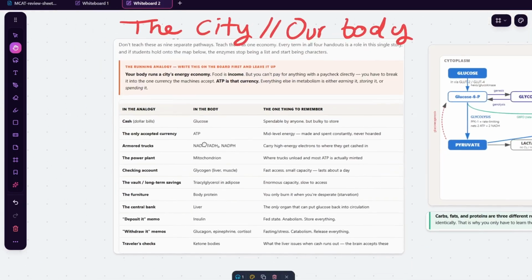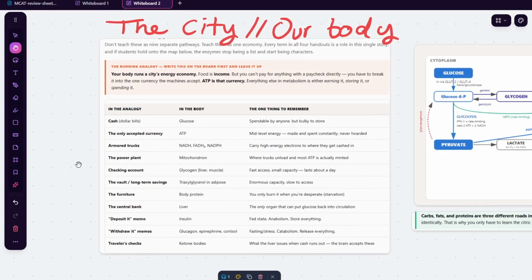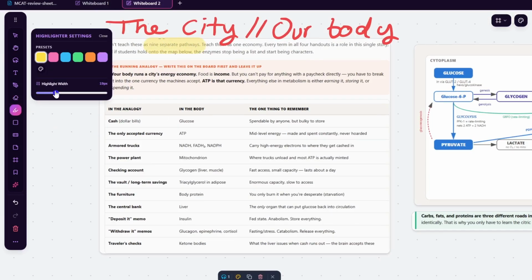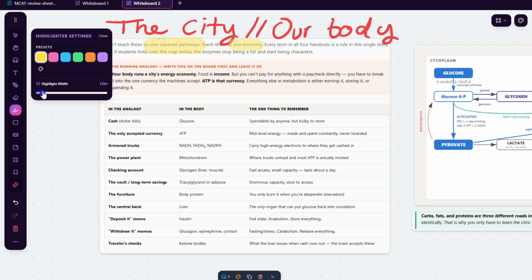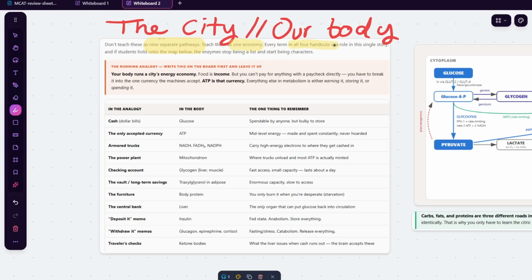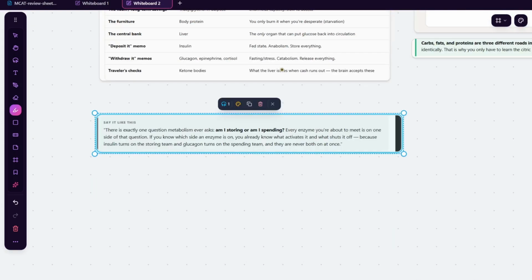So the first thing I want to go over is that our body is like an economy in a sense, and so instead of teaching 9 different separate pathways, I wanted to do a basic overview in terms of learning it like an economy or like a city. Our body is like the city, where we have one economy, and every term in all 4 of these handouts, or the 4 chapters that I showed earlier, has a role in the single story. And if students hold on to this map that is shown below, we can start to understand more.